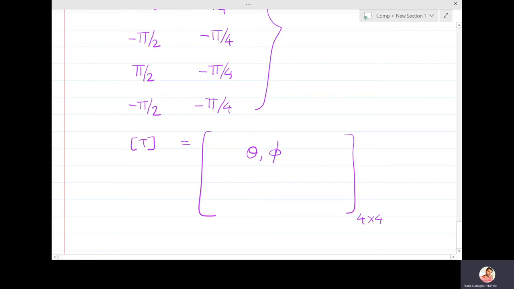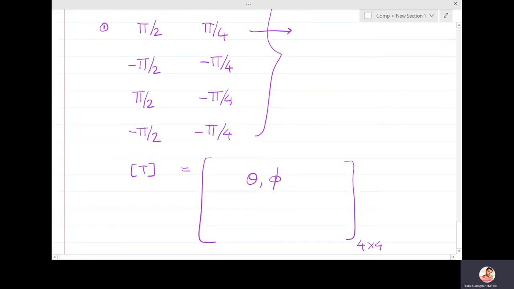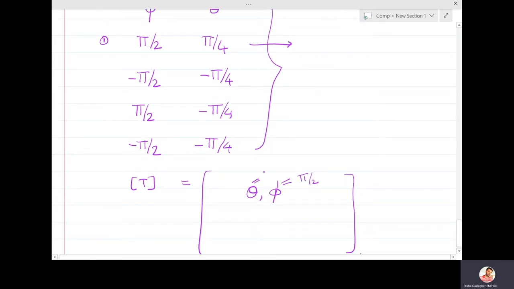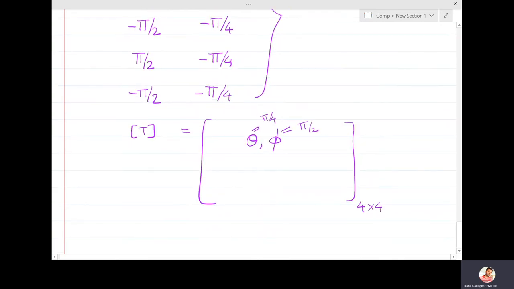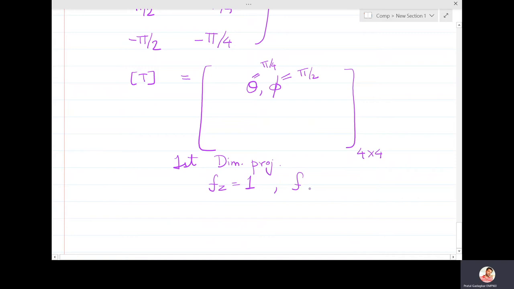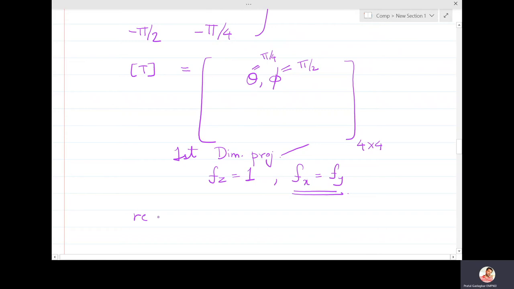Okay, so if you work out the first case, suppose I call this case 1, wherever there is phi, put pi by 2, and wherever there is theta, put pi by 4. So you will get one matrix. That will be the first dimetric projection with the foreshortening factor fz equal to 1, and the other two foreshortening factors fx and fy, which I have not yet calculated, but they will always be equal because it's a dimetric projection. Similarly, you can find the remaining three dimetric projections with the same property.